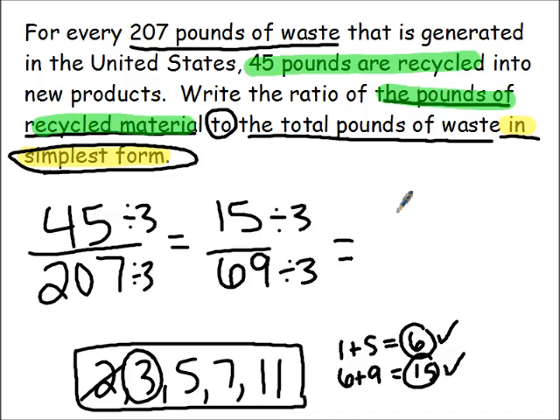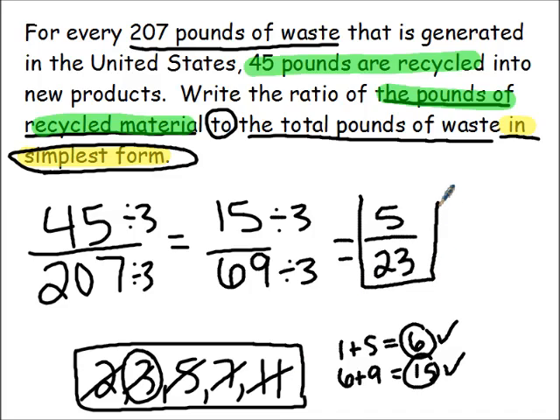15 divided by 3 is 5, and 69 divided by 3 would be 23. Now, neither of these are even numbers. They're not divisible by 3. 23 is not divisible by 5. 5 is not divisible by 7 or 11. And so my simplified ratio, or my ratio in simplest form, will be 5 to 23. 5 pounds of recycled material to every 23 pounds of waste.